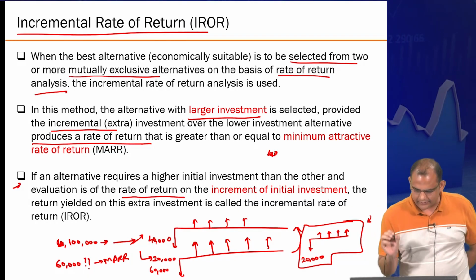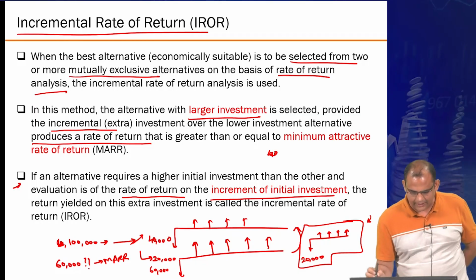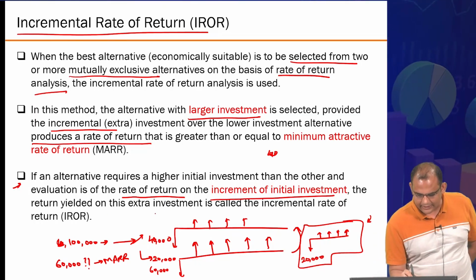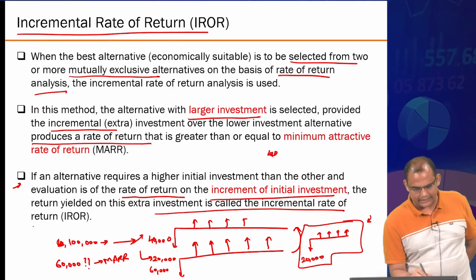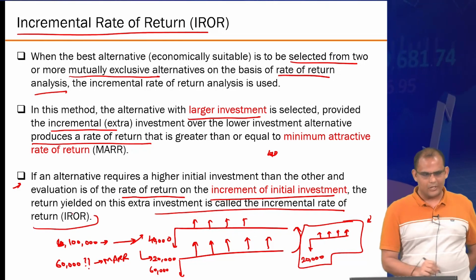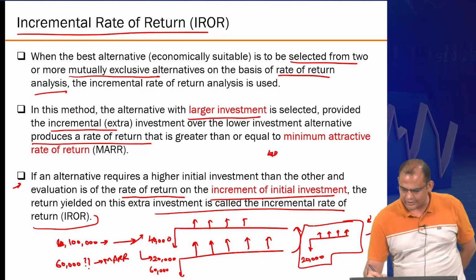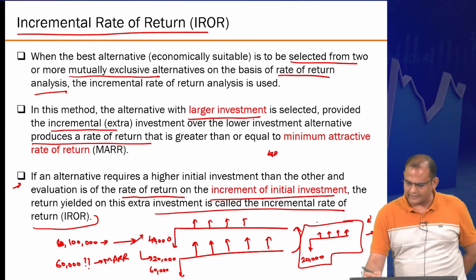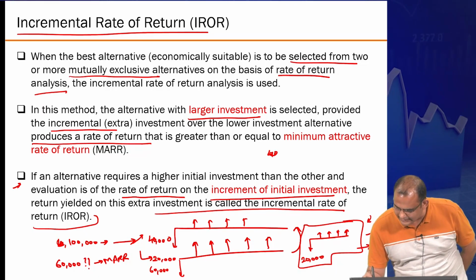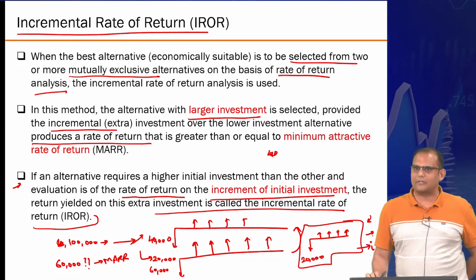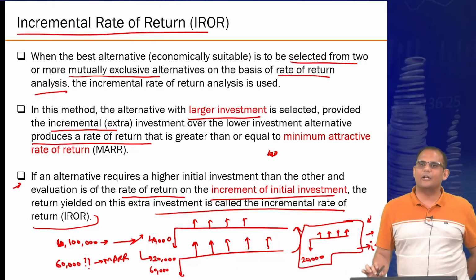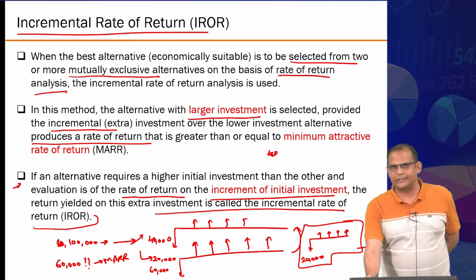So, if an alternative requires a higher initial investment than the other and the evaluation is on the rate of return, the return yielded on this extra increment of initial investment is called incremental rate of return. So, once you have gotten this incremental cash flow series, now you calculate i star of this incremental cash flow series. That is essentially your incremental rate of return.